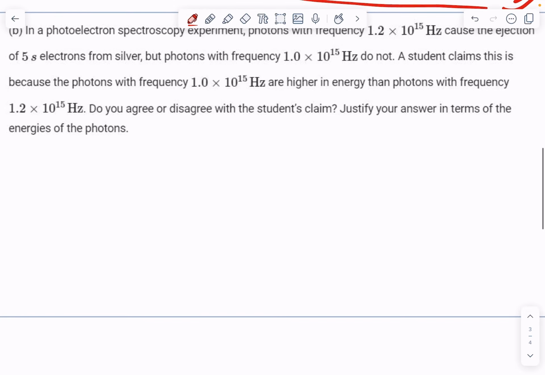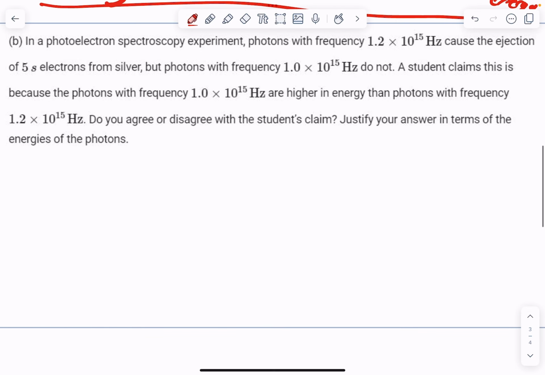All right, looking at B, it's a similar question. We have a photoelectron spectroscopy experiment, and this time we're looking at frequency. We have photons with a frequency of 1.2 times 10 to the 15th Hz. Hz is hertz, just a unit of measure of frequency, and it causes the ejection of 5s electrons from silver. But photons with a frequency of 1.0 times 10 to the 15th hertz do not. A student claims this is because photons with a frequency of 1.0 times 10 to the 15th hertz are higher in energy than photons with a frequency of 1.2 times 10 to the 15th. Do we agree or disagree with this student's claim and justify it?